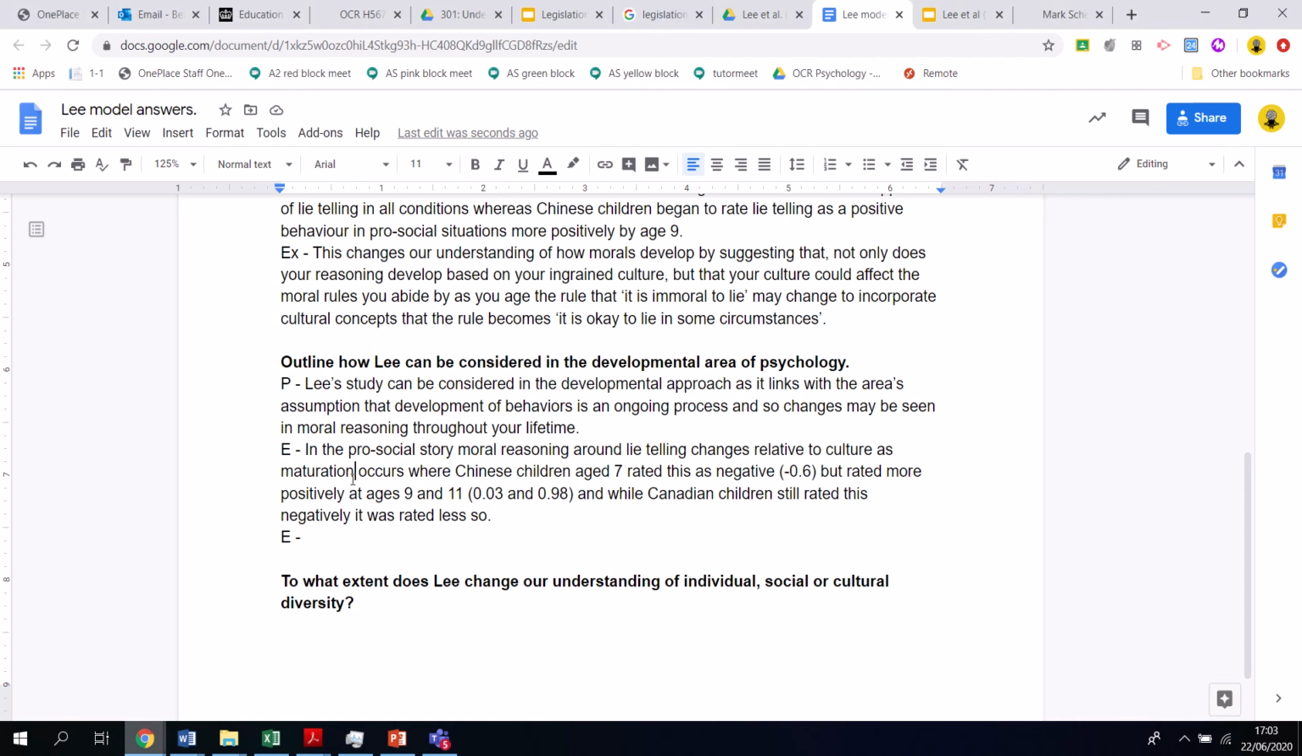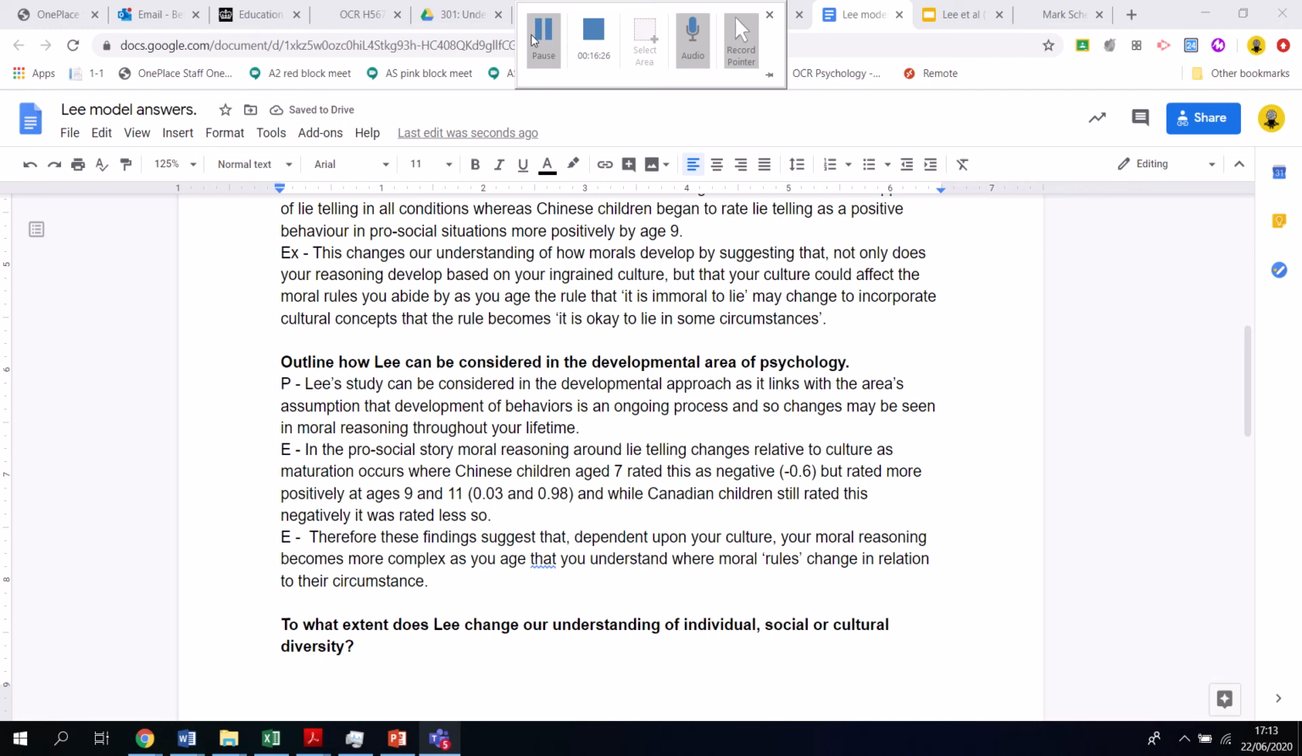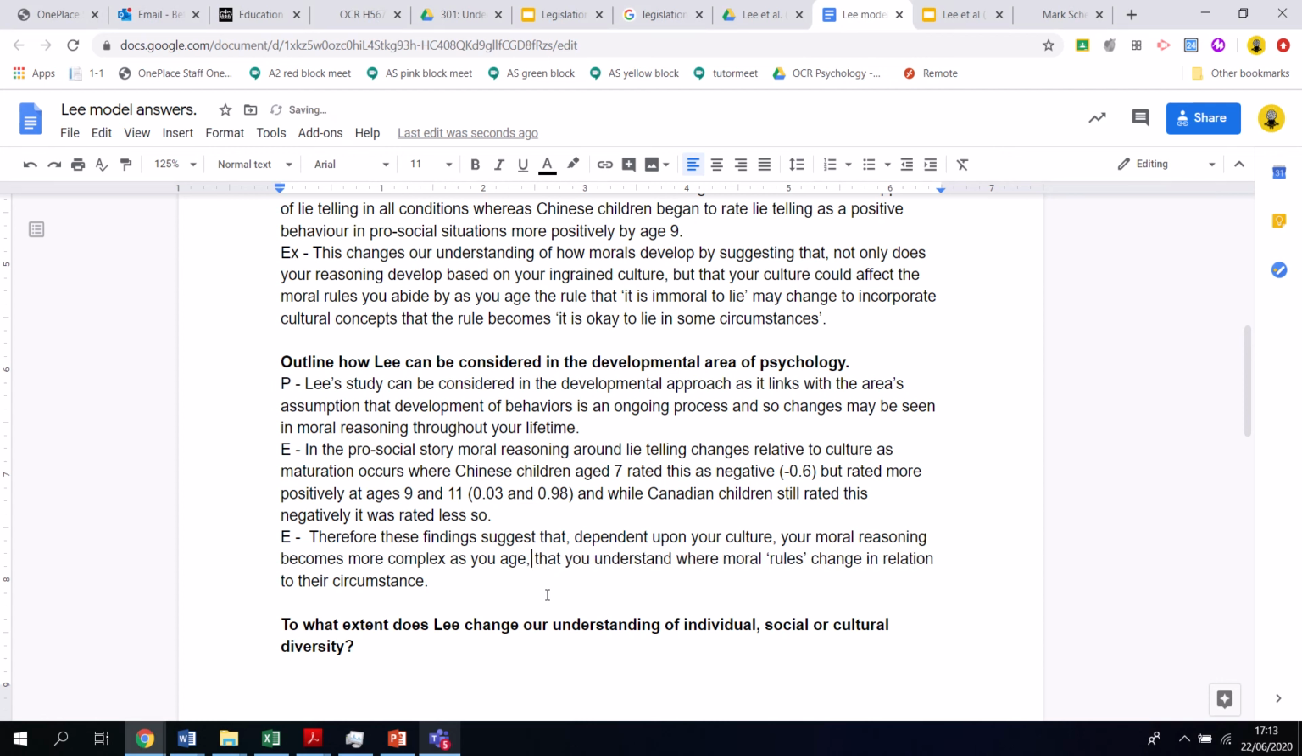And then all I need to do is just explain how that finding supports that link to the assumption. So I've literally just finished that off by suggesting that therefore these findings suggest that dependent upon your culture, your moral reasoning becomes more complex as you age, that you understand where moral rules, as you might call them, so by moral rules I mean the idea that lying is wrong, change in relation to their circumstance, that then lying becomes right under certain circumstances, basically. So it's just a nice, simple PEE paragraph. Assumption, evidence, explain how that evidence supports the assumption.